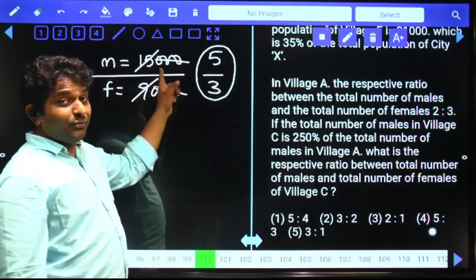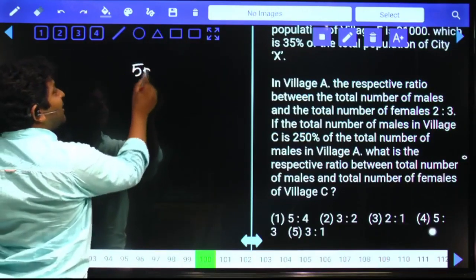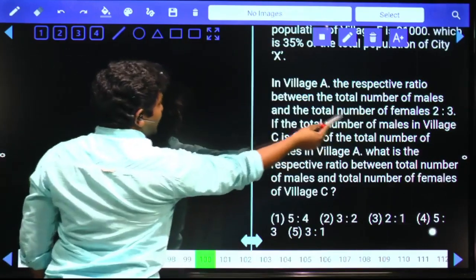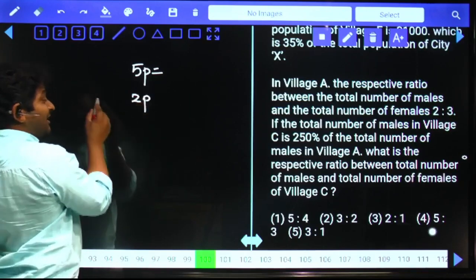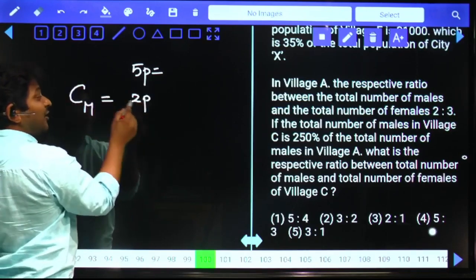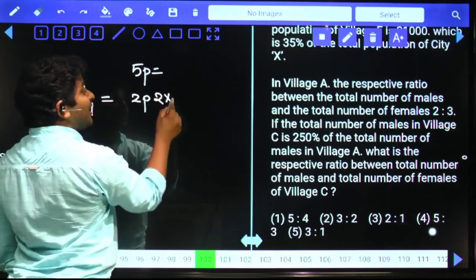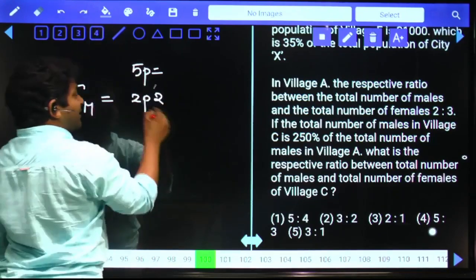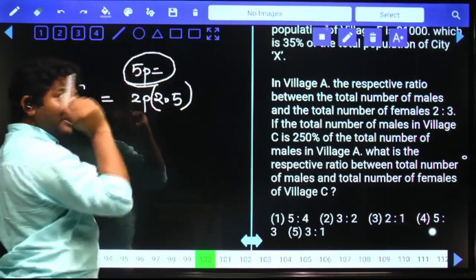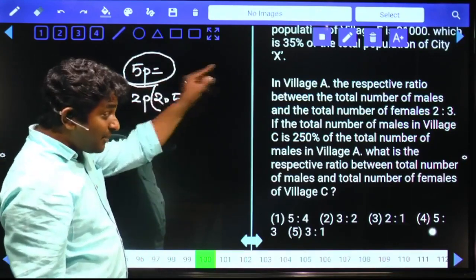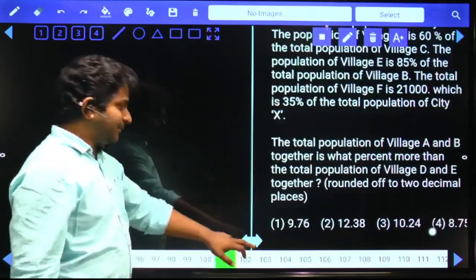I hope you understand how directly we got this 15,000. That is, in village A, ratio between male and female is given as 2:3. Total 5 parts. Male are 2 parts. In village C, male people are 250% of this number. 250% in the sense 2.5 times only. 2.5 times of 2 parts is equal to 5 parts. So whatever total population that we have in village A, the same number of male will be there in village C. That's the direct point we got.